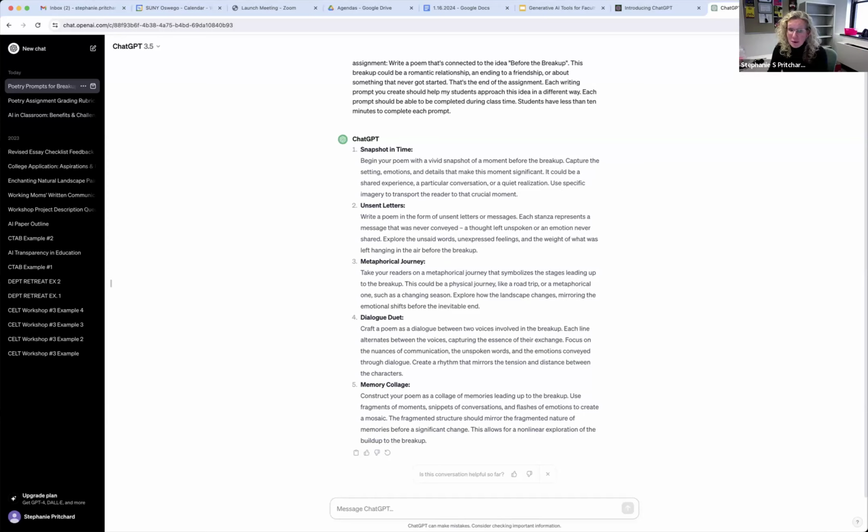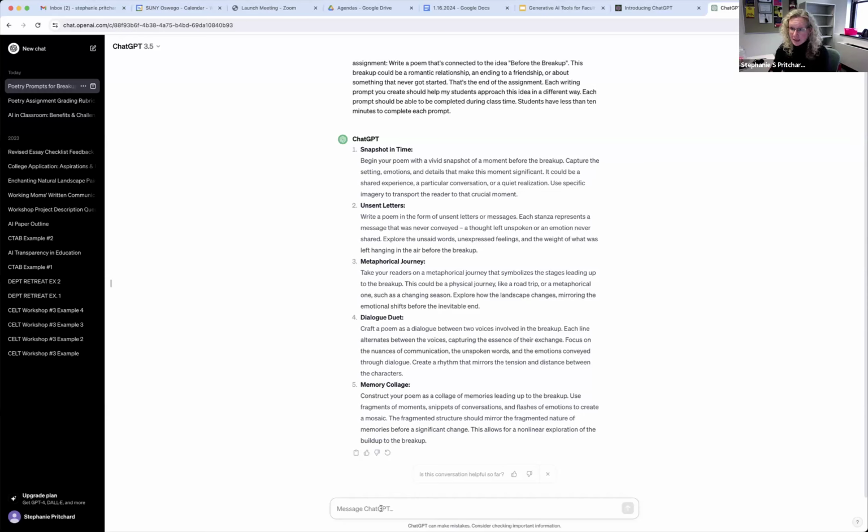I don't hate the memory collage either, honestly, because I think that would give my students an opportunity to work on small pieces of information and do a list. They could do a list poem, all these different memories or these different moments. So, let's say then that we like one. Let's pick maybe number 1, the vivid snapshot of a moment before the breakup.